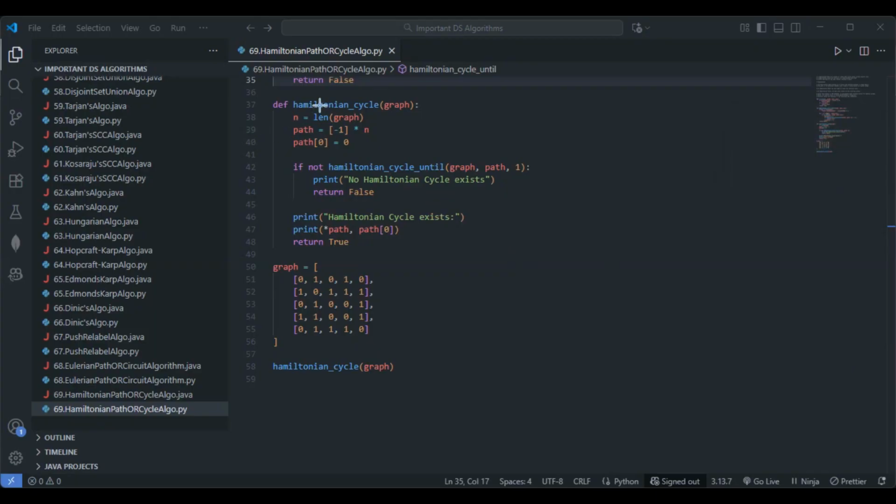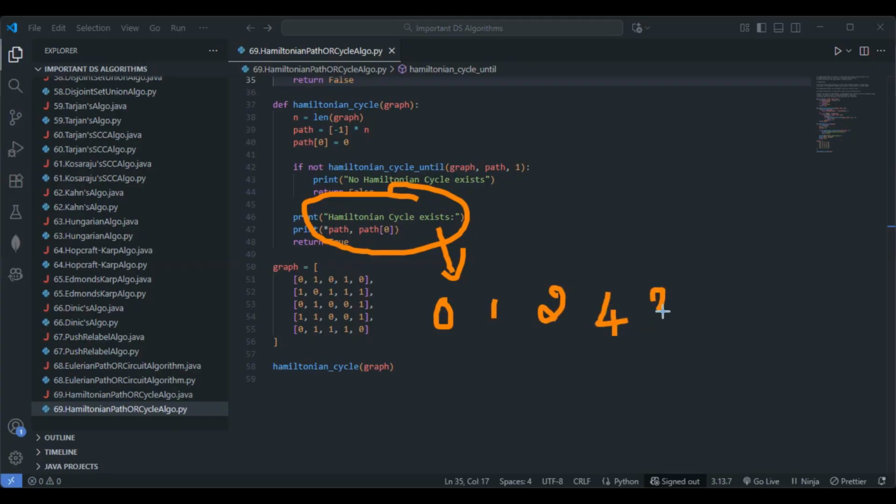One second. Yeah. So the output that we need to get here is Hamiltonian cycle exists, along with the cycle. The cycle that we need to get here is 0, 1, 2, 4, 3, 0. Right. So why will we get 0, 1, 2, 4, 3, 0 here? See, the printed sequence shows the order of vertices forming the Hamiltonian cycle. So here it is 0, 1, 2, 4, 3, 0 for the input that we have considered.